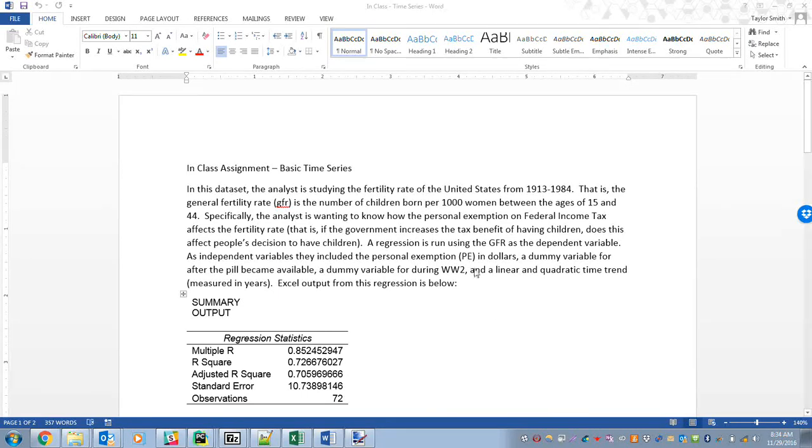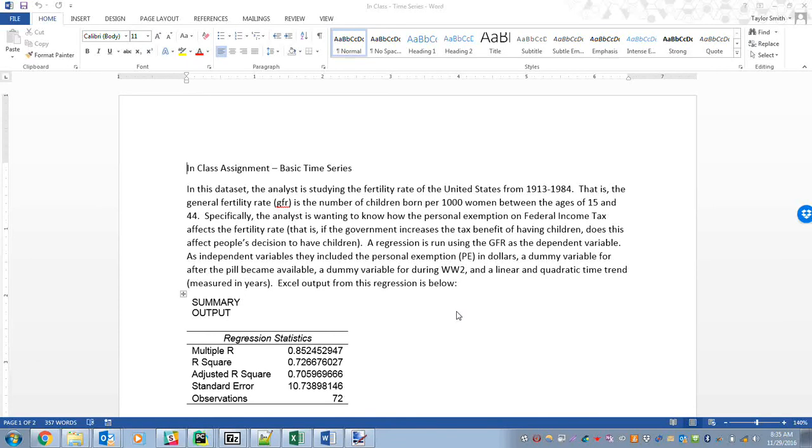So what we have here is a scenario where we are regressing the fertility rate, that's our dependent variable, on a couple variables that might impact the general fertility rate. Some of those variables are the personal exemption in the U.S. tax code, the idea being if the government gives you more money off your taxes every year, then you might be willing to have more children. I don't know. We'll be able to test that.